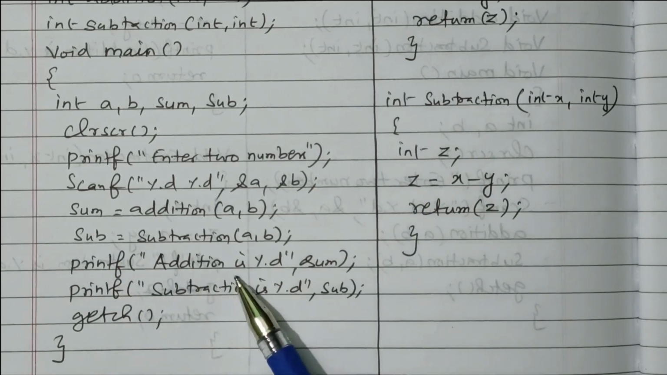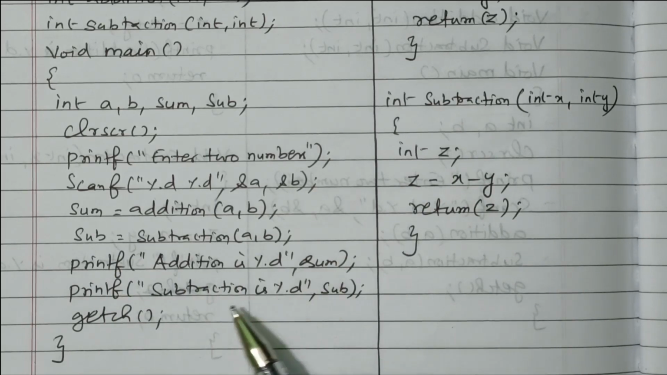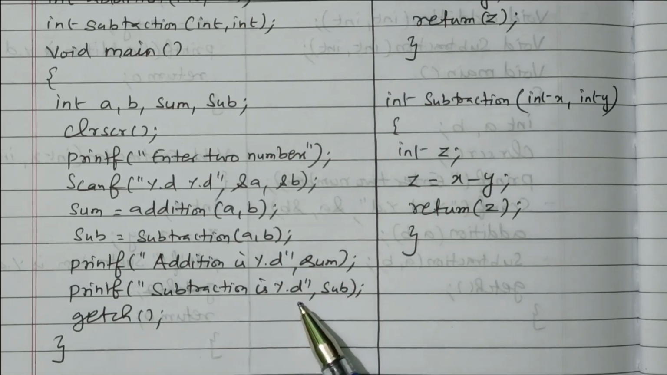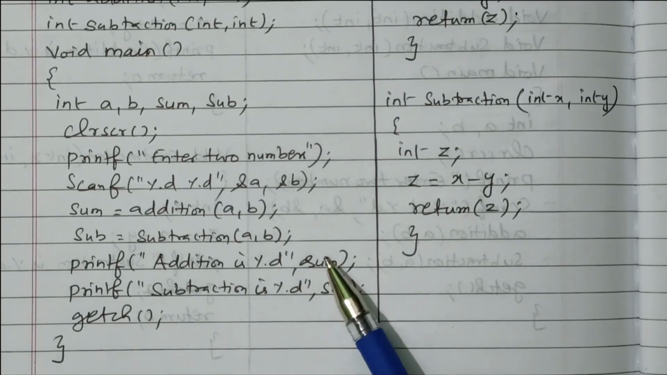Print the addition, available in sum. Print the subtraction, %d, sub. %d indicates integer. Right? So now the sum and subtraction are printed here. After getch, we can close the program.